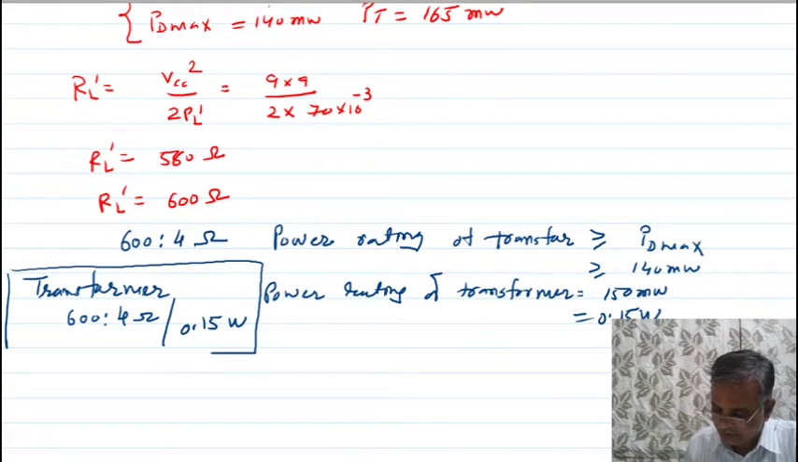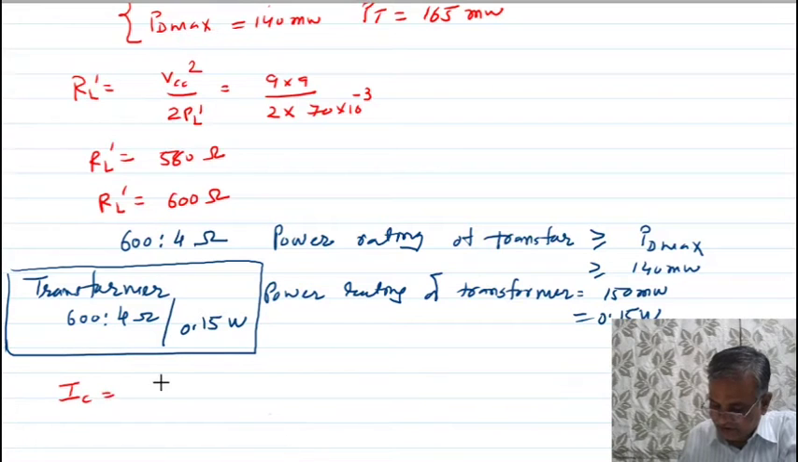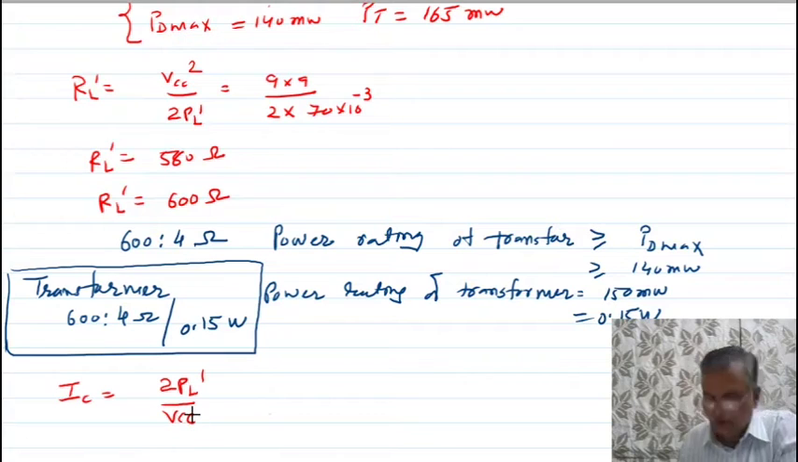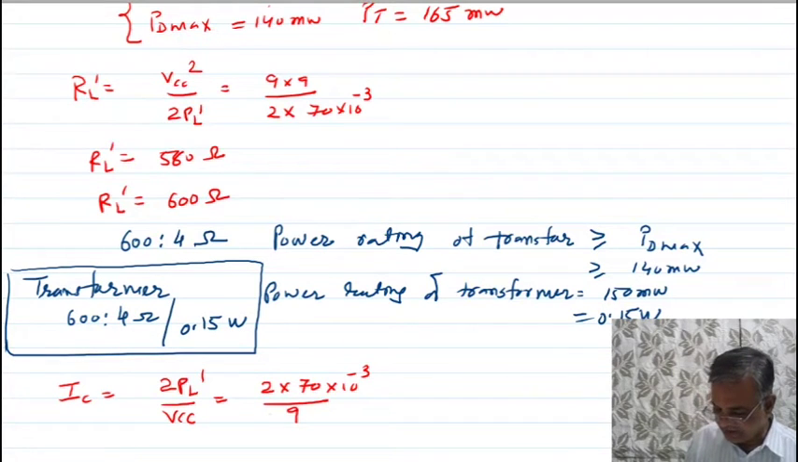This is for the transformer. Now, let us see how much collector current is passing. The collector current passing through the transistor can be calculated with the help of this equation, or you can use IC is equal to VCC by RL dash. You can use anything. So this is 2 into 70 milliwatt upon 9. So I can get 15.5 milliampere.